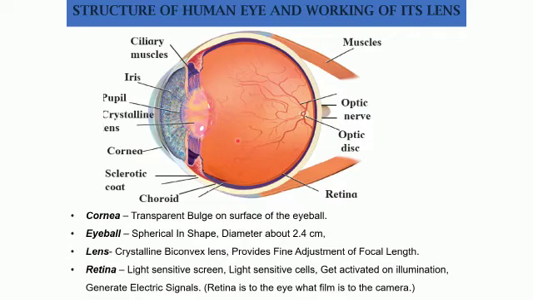Now let us talk about one of the most important parts of the eye, that is retina. The retina is made out of light sensitive cells. Now that is why we cannot see in dark, because these cells which make up the retina are light sensitive.